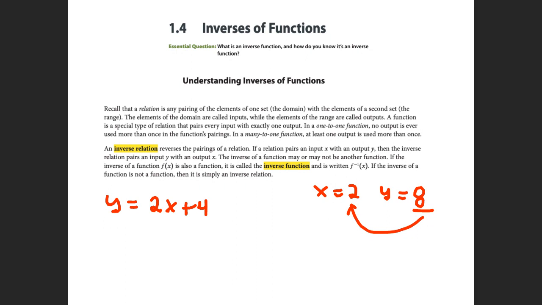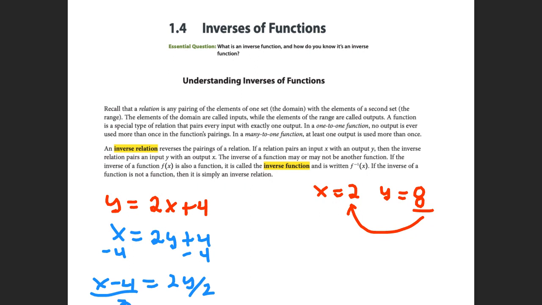Super easy. All you do is you flip-flop the x and the y around. So wherever you see y, you put an x. Wherever you see an x, you put a y. That's your first step. Second step, you solve for y. You want to rewrite this so it's y is equal to. So I would subtract 4 off of both sides. So I'd end up with x minus 4 equals 2y. And then I would divide by 2. So y is equal to x minus 4 over 2.